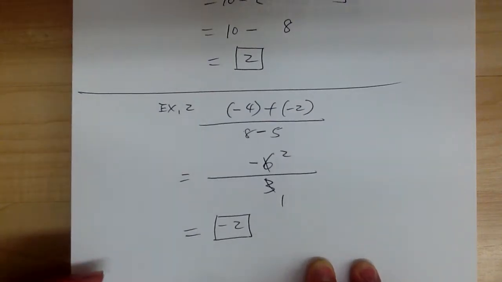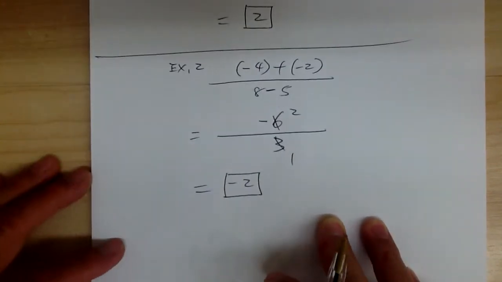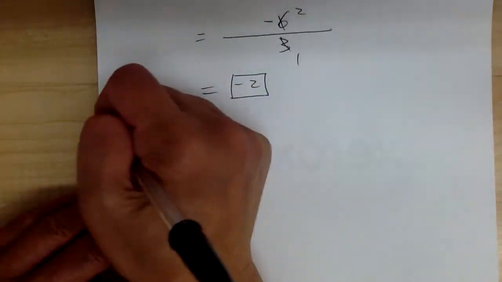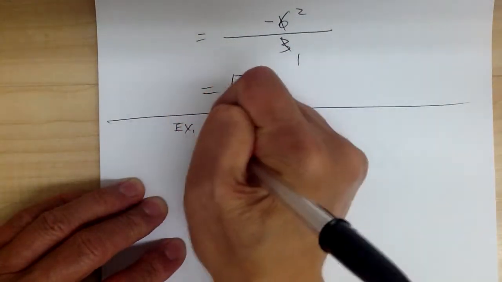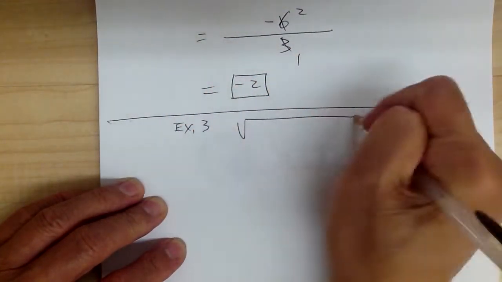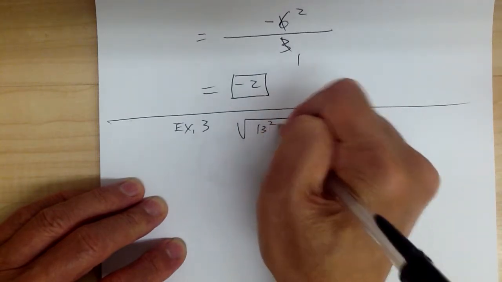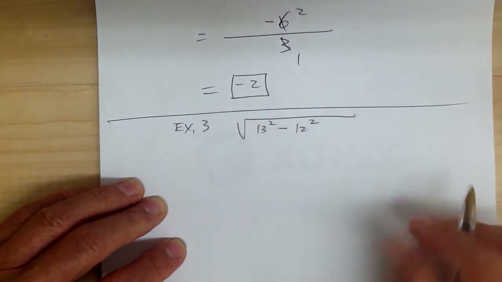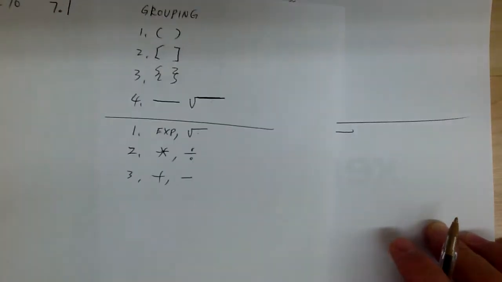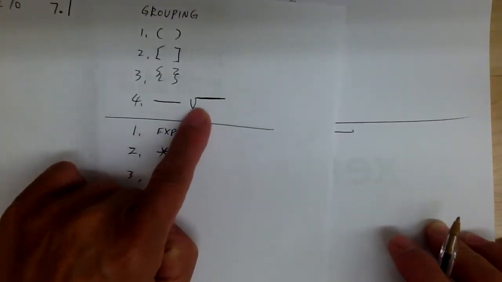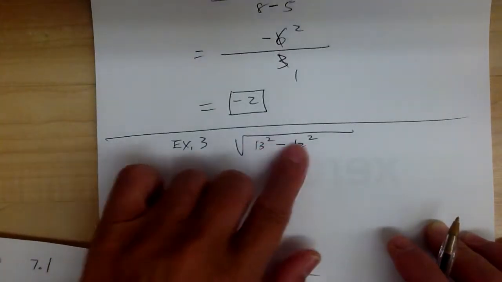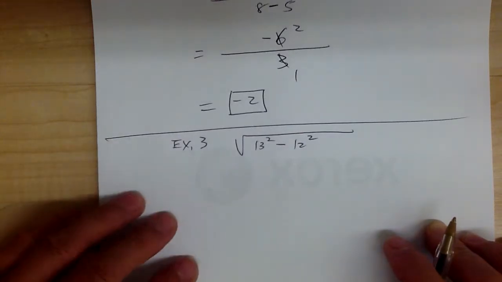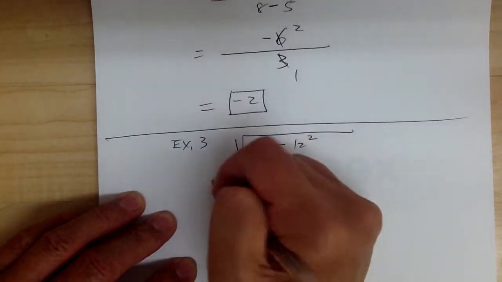Okay, let's go to example 3. Example 3, you have the square root of 13 square minus 12 square. Okay, so this is a grouping symbol, this one here, right? Again, it's a grouping because you have two numbers, right? Two numbers is a group. So that means you have to work out the inside first.